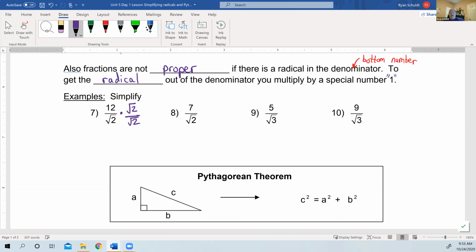So what this becomes on top is 12 square roots of 2. And on the bottom, we're just left with a 2. Since we multiplied, now the radical goes away on the bottom. But notice 12 can still be divided by 2. What is 12 divided by 2? 6, and then we're still left with our square roots of 2.